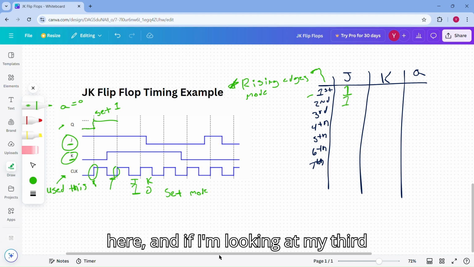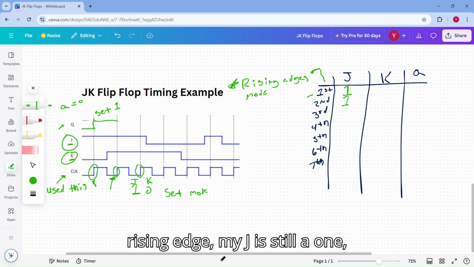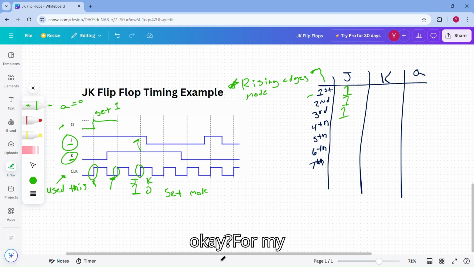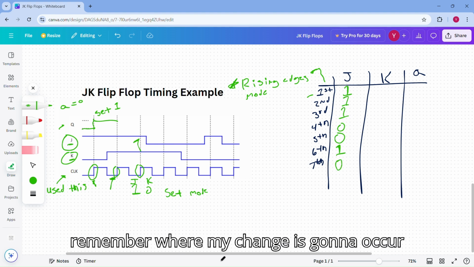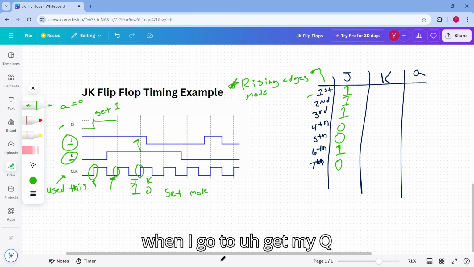So now I'm looking here. And if I'm looking at my third rising edge, my J is still a 1. Okay. For my fourth, it's a 0. Fifth, 0. Sixth, 1. Seventh is 0. This helps me remember where my change is going to occur when I go to get my Q signals.